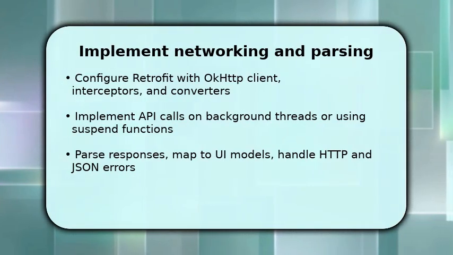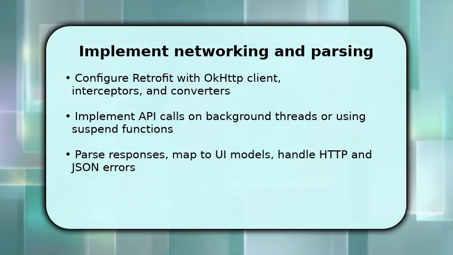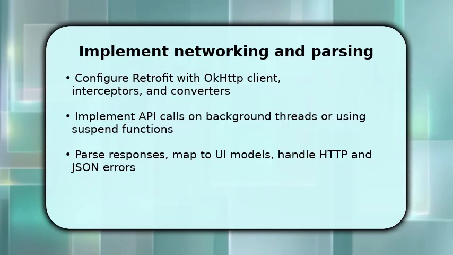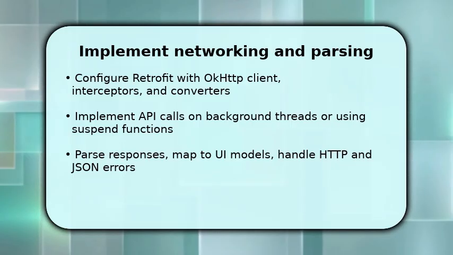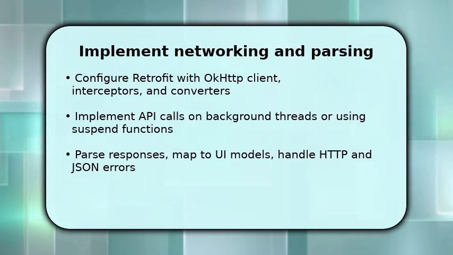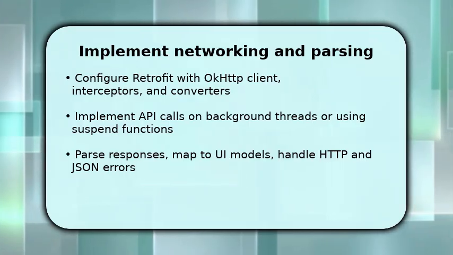You now implement the core networking. Build an OkHttp client with logging and auth interceptors, then create a Retrofit instance with your chosen converter. Use Kotlin coroutines or RxJava to run calls off the main thread. Suspend functions simplify lifecycle-aware code.